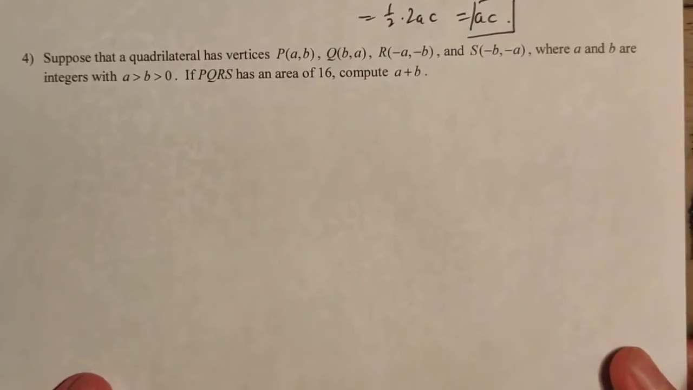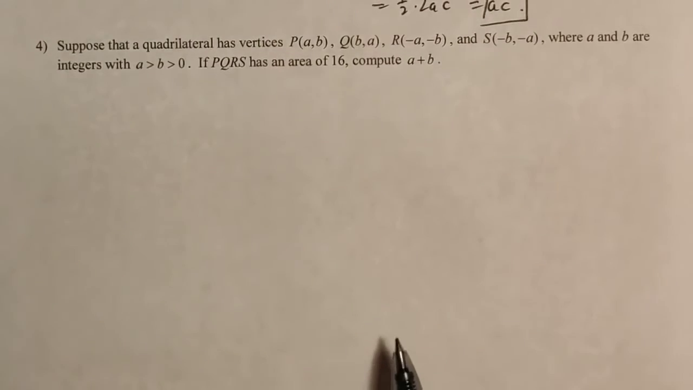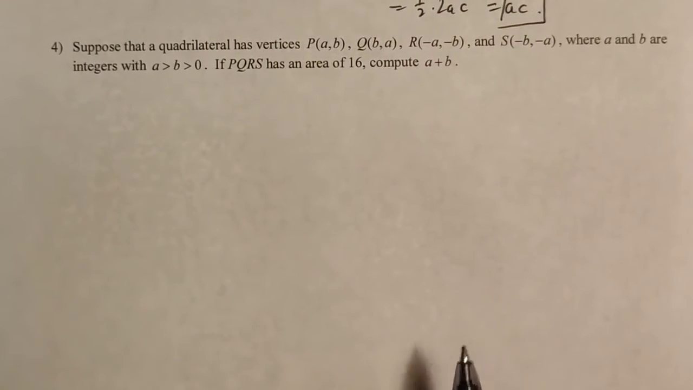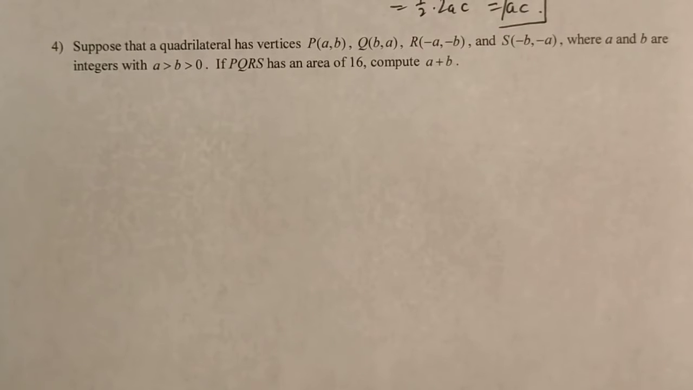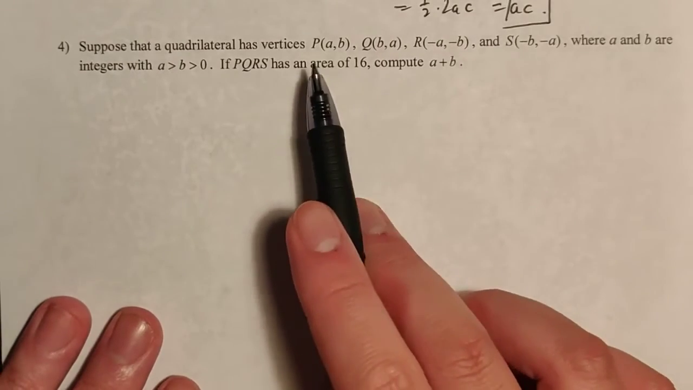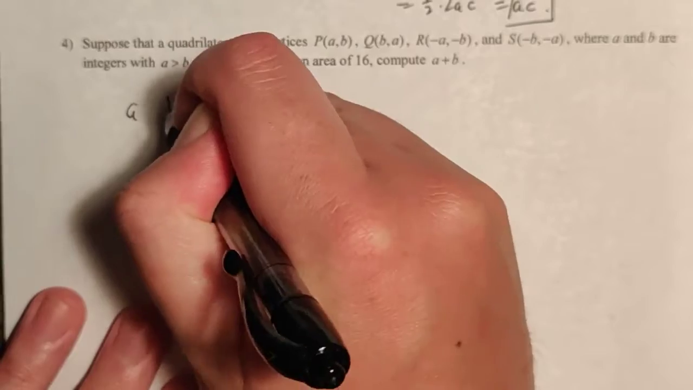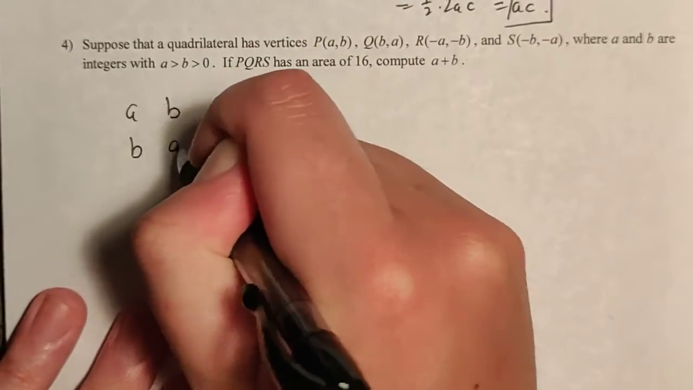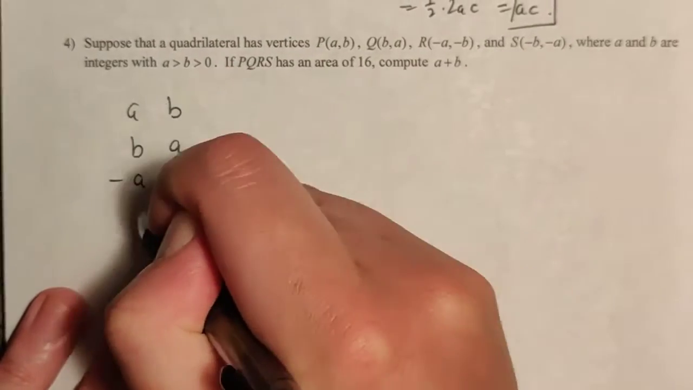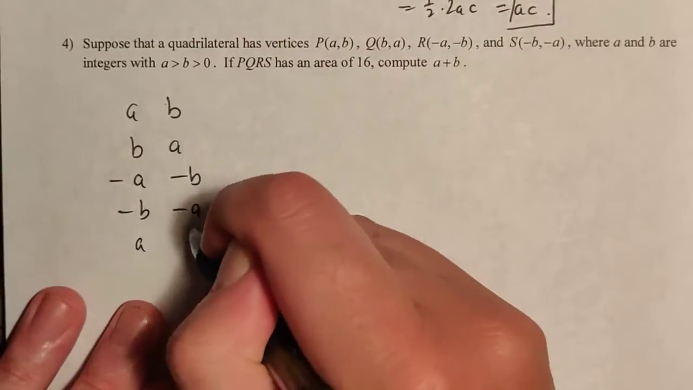Okay, now, number 4. Suppose that a quadrilateral has these vertices here, and A and B are integers where A is bigger than B is bigger than 0. PQRS has an area of 16, compute A plus B. So there are a couple ways you can tackle this problem. You can see what's going on in this situation here. Now, one thing is that we have all the vertices here, so let's use shoelace since we already know it. So we have AB, BA, minus B, minus B, minus A, and then finally back to P, which is AB.